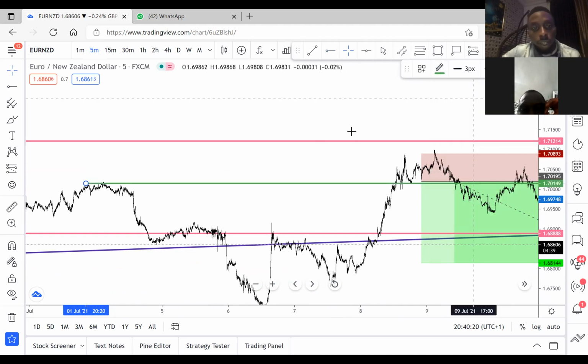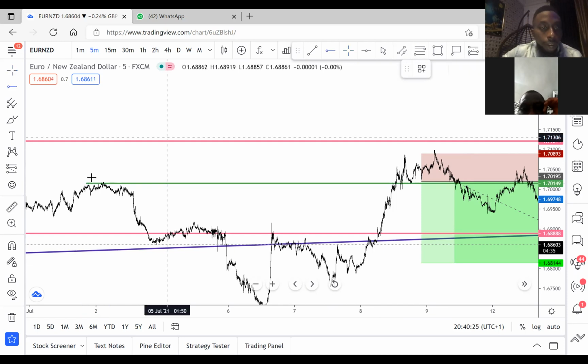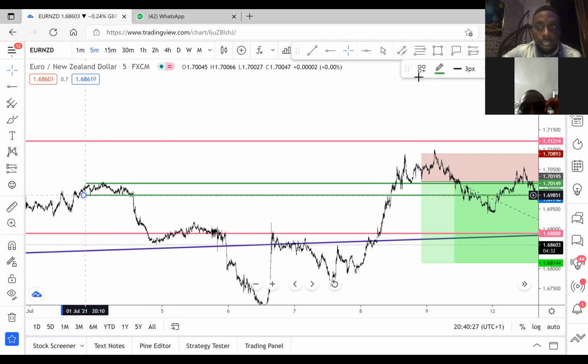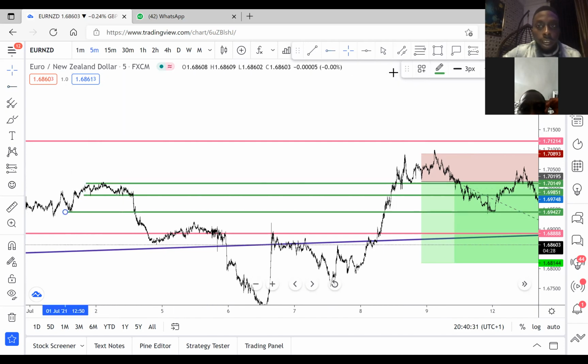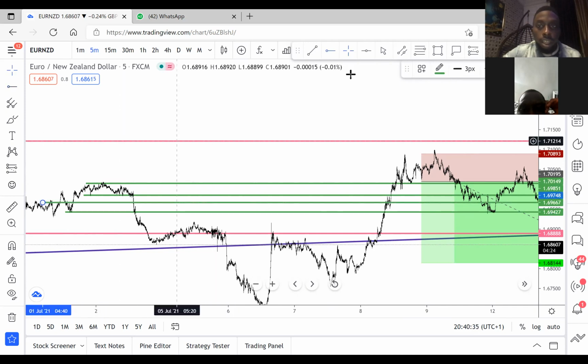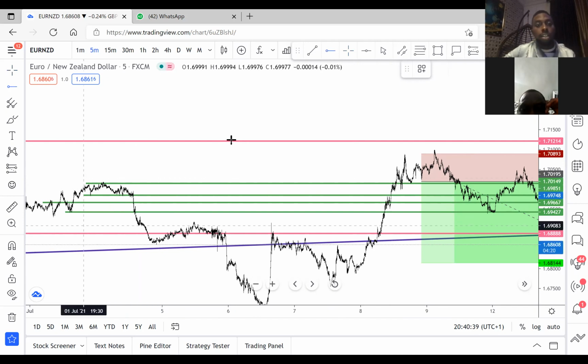Let me color to green. Okay. Hope you are seeing all these green lines. I have one here. I have one here. I have another one here. I have another one here. I have another one here. Okay, yeah, this one is enough. So let's go back to the 4 hours.